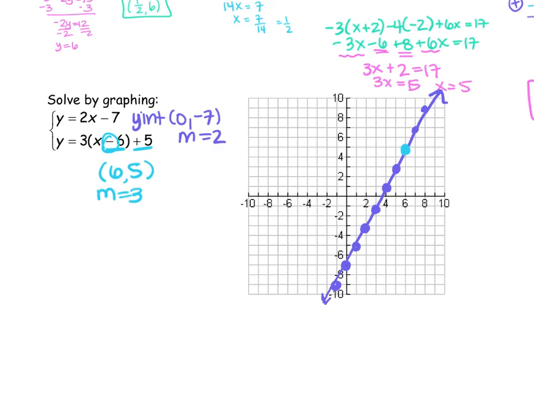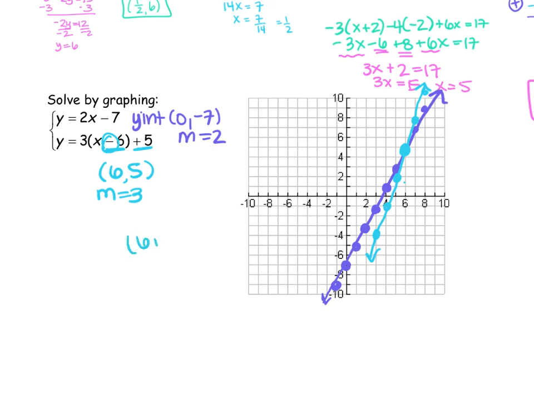And then I'm just going to keep plotting the points on the line just to make sure, and see what happens here. But rise 3, run 1, rise 3, run 1, same thing in the other direction, down 3, left 1, down 3, left 1, etc. And doing the best I can here. Those lines are pretty close to each other. This is the point of intersection.